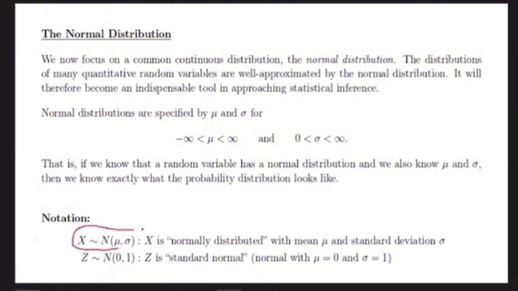For instance, if I have a random variable X, that random variable can be the blood pressure of my patient, if I happen to be a doctor. It could be exam score. It could be the number of hours committed to study and so on. If X is defined as that, then that means X follows a normal distribution. What you have in the parentheses are the two parameters for the normal distribution, the mean and the standard deviation.